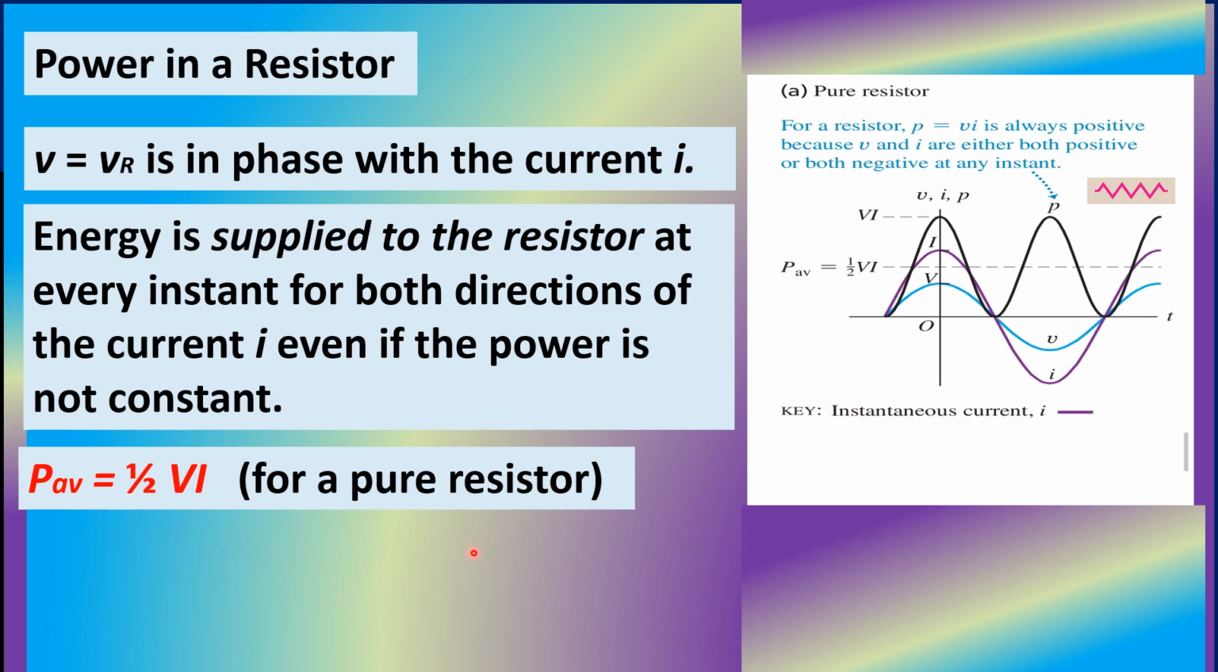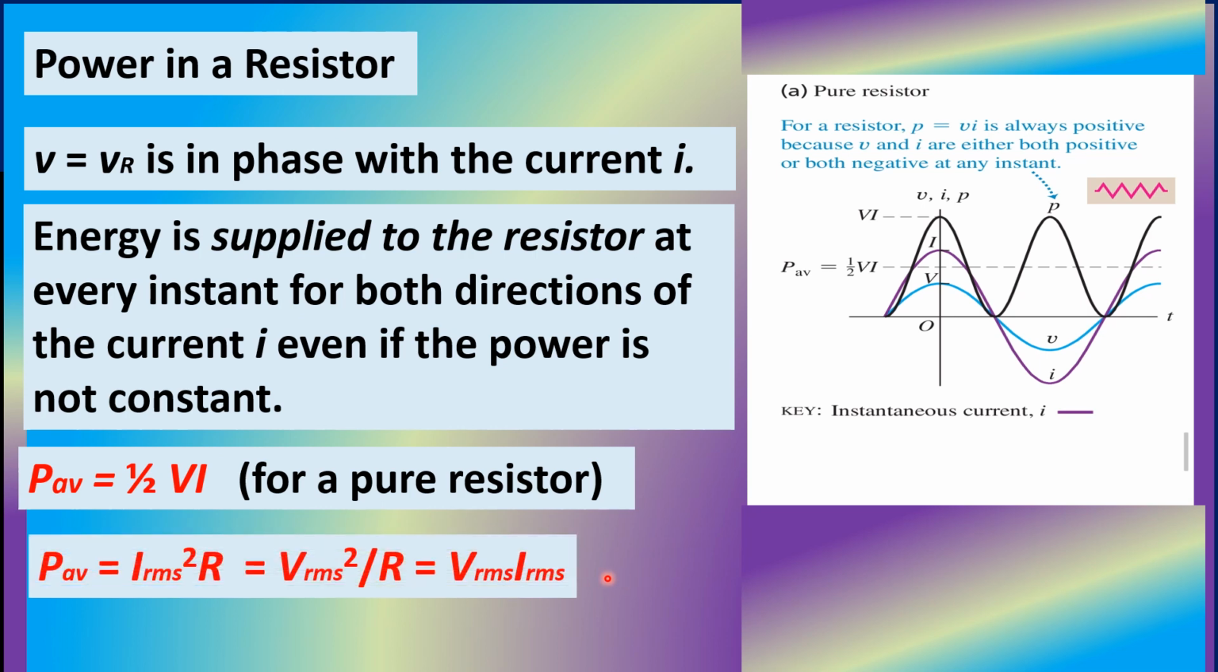And in terms of the RMS value for the current as well as the RMS value for the voltage, we can also express the average power as being equal to the product of the RMS current squared and the resistance R, or in terms of the RMS value for the voltage squared divided by the resistance R, or simply the product of the RMS voltage and the RMS current.